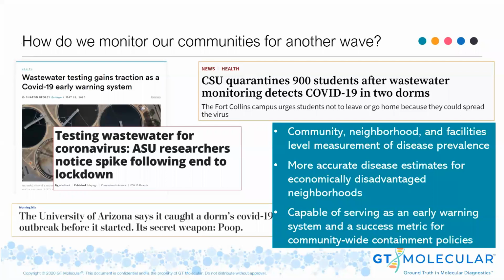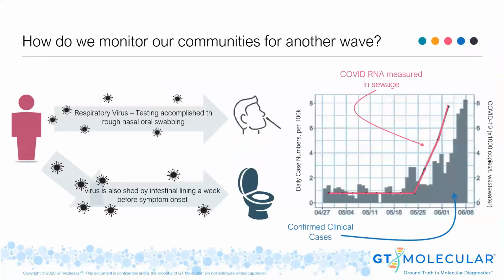But I'd like to point out that probably the most powerful use of this technology is as an early warning system for new or worsening outbreaks. The use of this technology as an early warning system is made possible by the unique life cycle of COVID-19 and infected persons. SARS-CoV-2, the virus responsible for COVID-19, although a respiratory virus, is actually shed from the intestines a full week before symptom onset, and thus swab testing can be performed and reported.